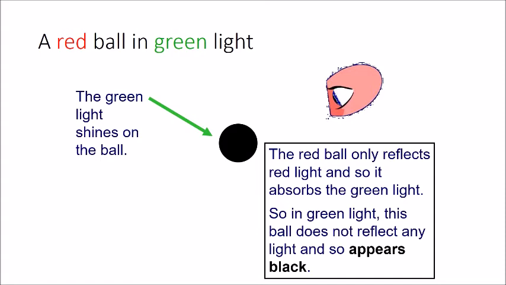So one more time. With the filter, we've got a green filter on here. It's stopping all of the colors except green light. So you've only got green light coming in. That black object is actually red. But because red objects absorb blue and green and only reflect red, it's absorbing that green light. So there's no light being reflected to your eye, and therefore the red ball appears black.